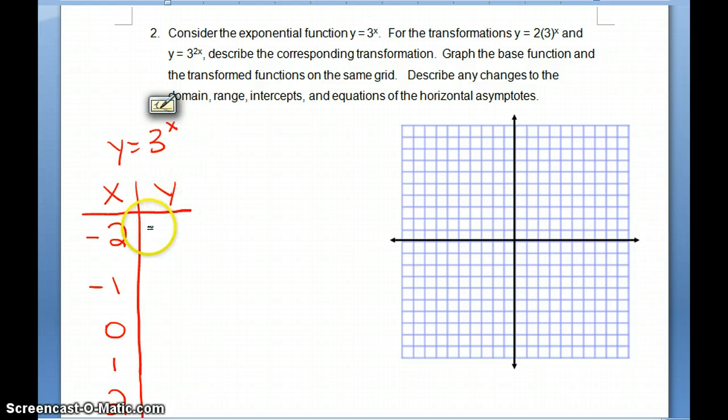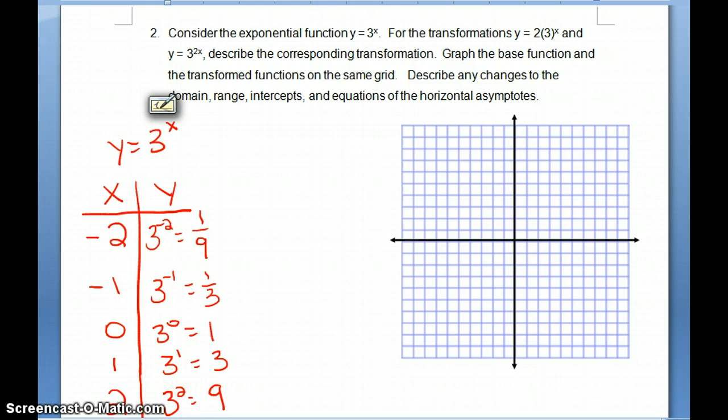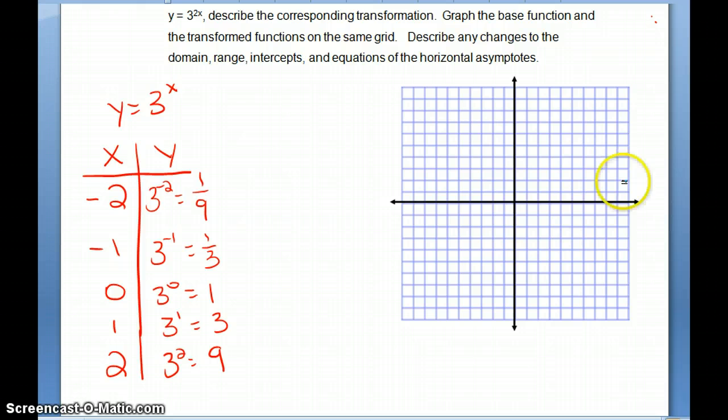Putting each of those values in, we have 3 to the power of -2, that's equal to 1 over 9. 3 to the power of -1 is equal to 1 over 3. 3 to the 0 is 1. 3 to the power of 1 is 3. And 3 squared is 9. Okay? Alright, so now let's graph that there.